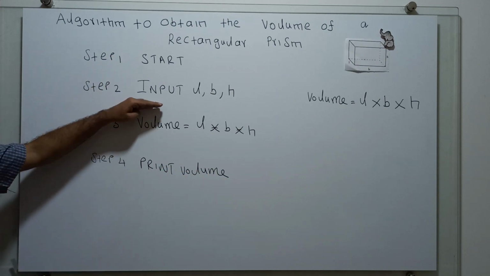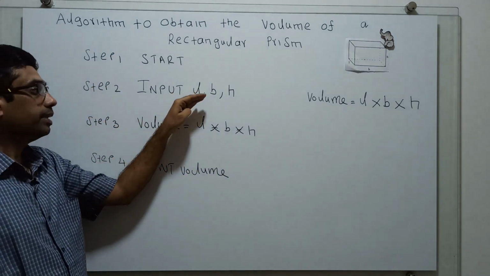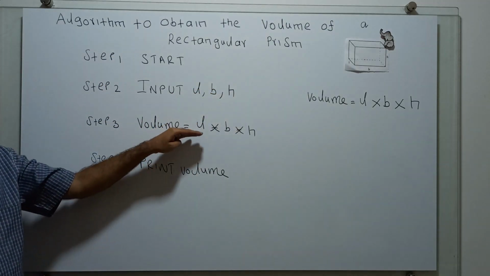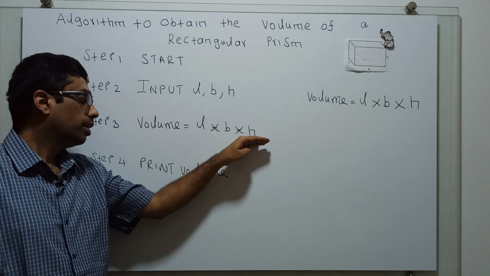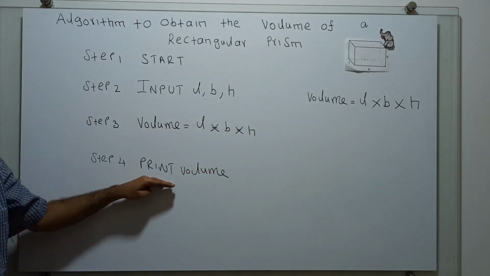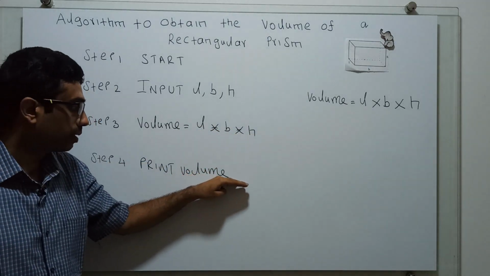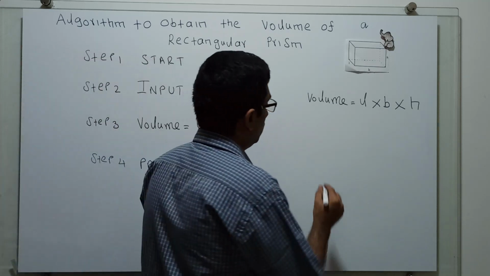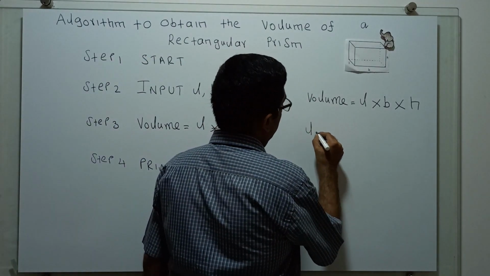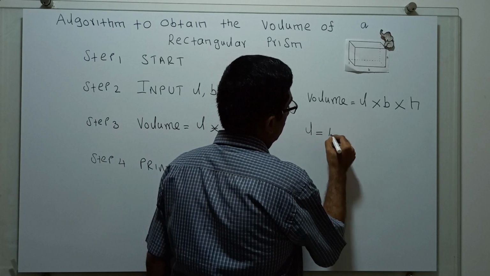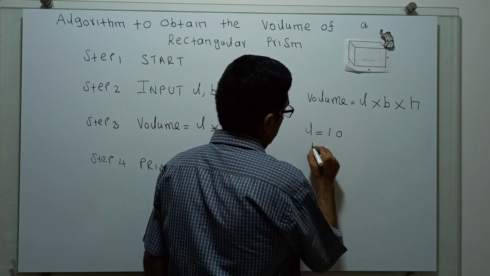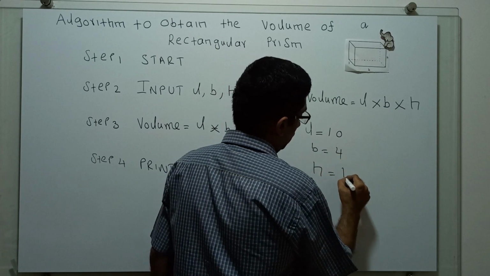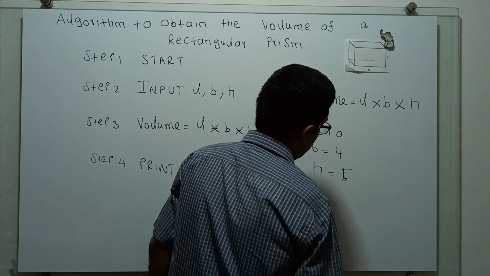Start, I am obtaining the input length, breadth and height from the user. Volume equals length into breadth into height, and I am printing the result, volume. Let me see an example. Length equals 10, breadth equals 4, height equals 5.